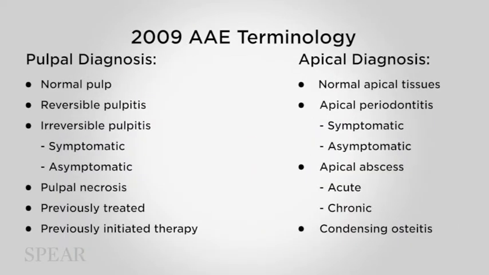Mm-hmm. I think the most important thing to realize at this point is that one of our goals here as endodontic diagnosticians is to have a pulpal and periapical diagnosis. And we talked about the 2009 AAE terminology that was published recently and is now available. This is the terminology that we all have to learn and use clinically in the patient's chart before we start any kind of endodontic therapy. We should have a clear pulpal diagnosis and we should have a clear apical diagnosis.